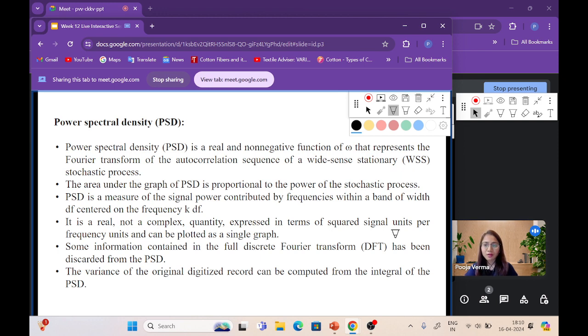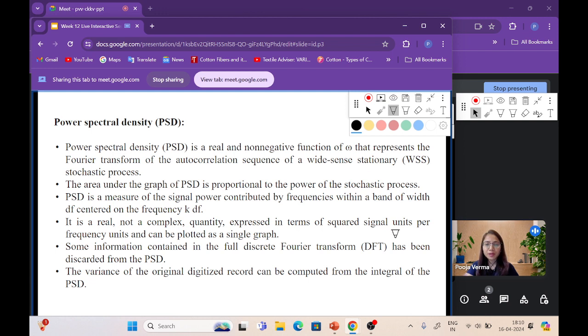Okay, so what is power spectral density? Power spectral density is a real and non-negative function of omega that represents the Fourier transform of the autocorrelation sequence of a wide sense stationary stochastic process. So the power spectral density is real and a non-negative function of frequency. The area under the graph of the PSD is proportional to the power of the stochastic process. So whatever area we calculate under the power spectral density is proportional to the power of the stochastic process.